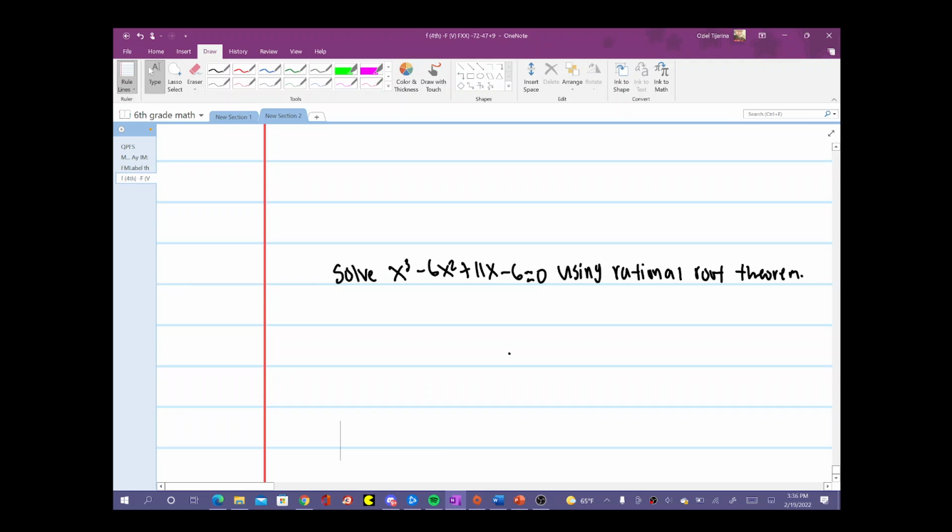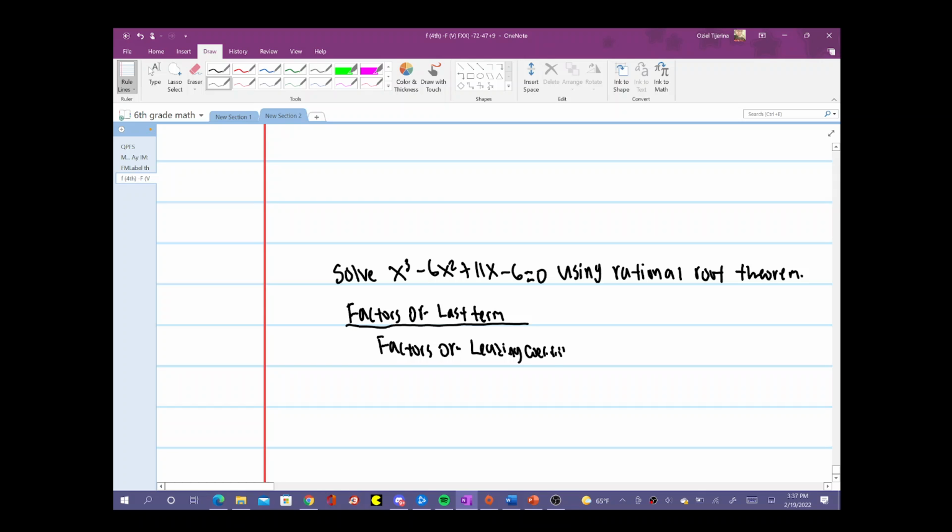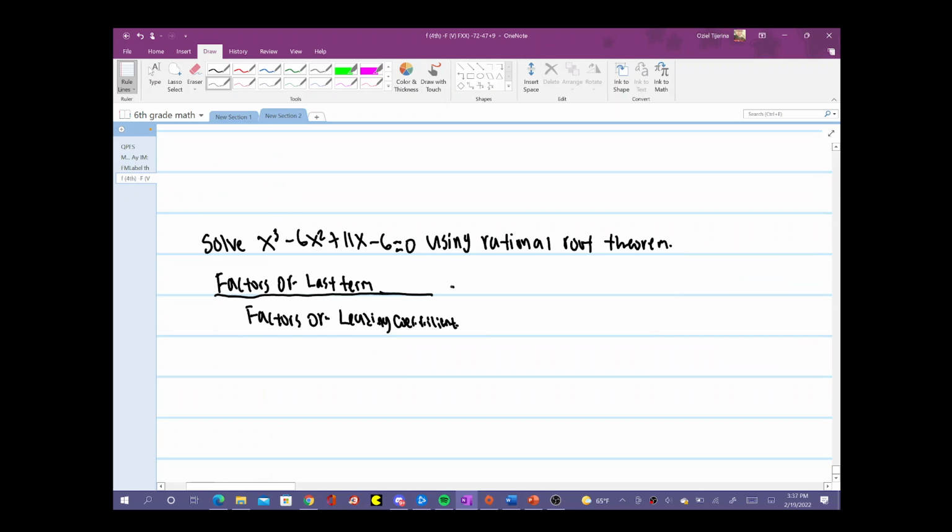If you don't know what the rational root theorem is, you take the factors of the last term over the factors of your leading coefficient. Here, the last term is negative 6, so we have factors of negative 6, and then over the leading coefficient, which is 1.